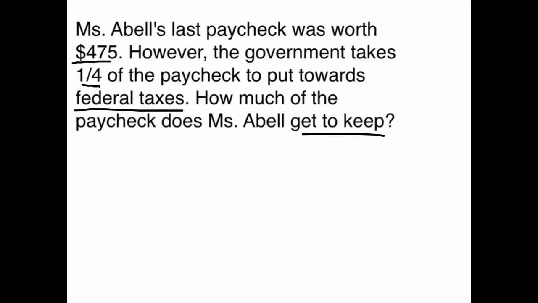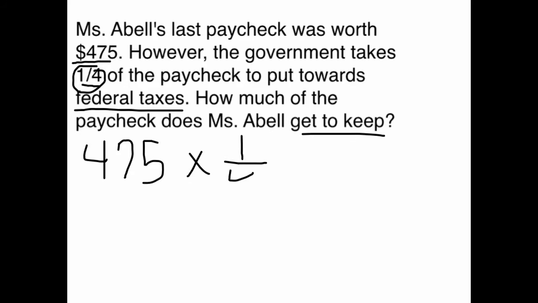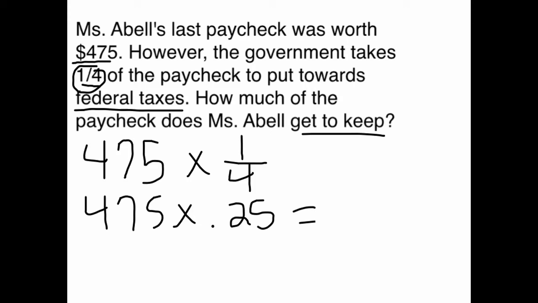So what I need to figure out first is what is 1/4 of 475? That's the same as saying what's 475 times 1/4? Or what's 475 times 0.25? Now, if I multiply these out, 475 times 0.25, 1/4 of that paycheck is $118.75. And that's money that's being taken away from me to pay taxes. Yep, this is what happens when you get older.